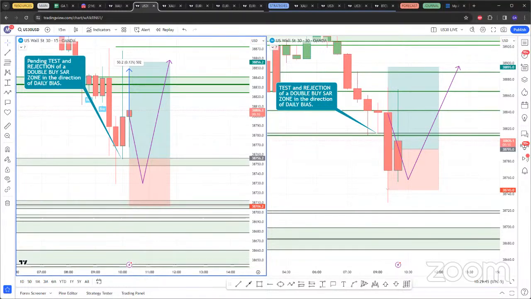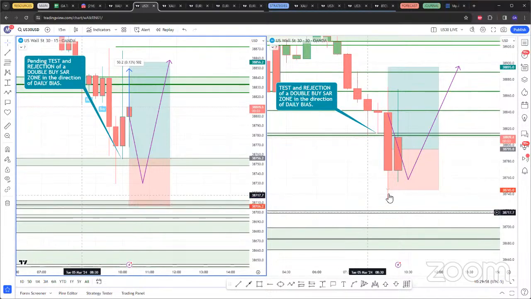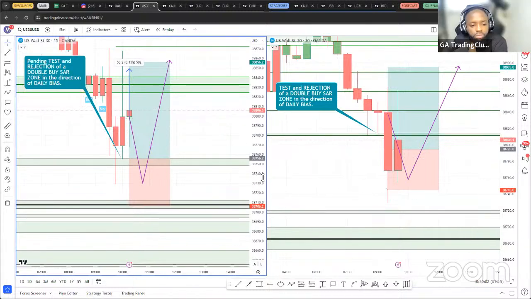Now, sometimes it might not go for that 30, 40 from the break of the high or low. So all you need to do is, from where the price broke the high or low, put your TP around the entry or 10 pips below that high or low. You get it? Yeah. And that's what I realized.